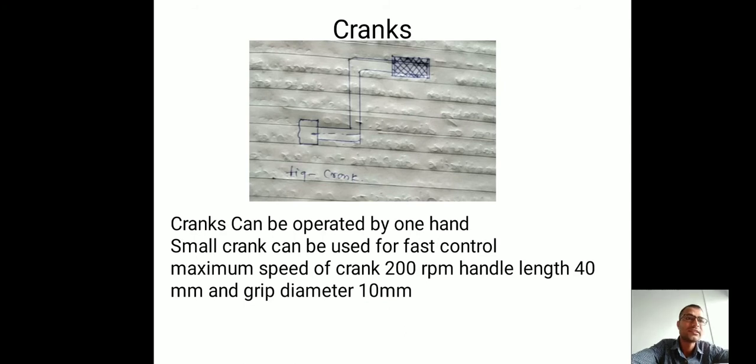The next is a crank. Crank is also familiar to us. The purpose of crank is to start the engine. Correct? If you have observed a diesel engine anywhere, with the help of this crank, we can start that engine. So crank can be operated by one hand. For starting that engine, we can use this crank by only one hand. So small cranks can be used for fast control.